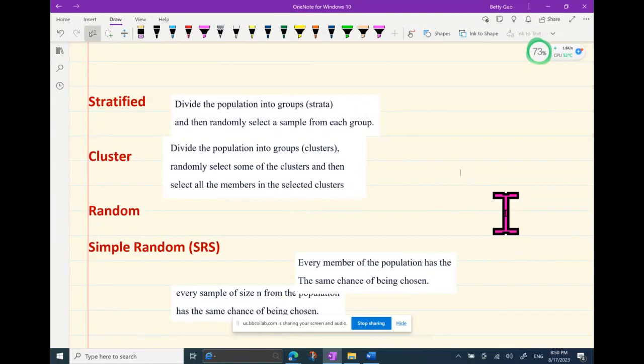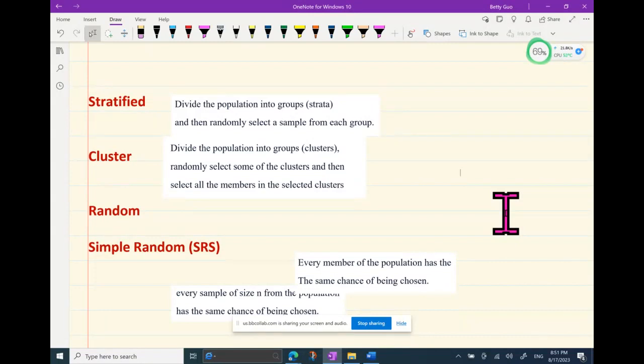The stratified sampling method is to divide the population into groups, and from every single group, you draw some members. You draw a sample. So that is stratified. And cluster, those two are very similar. Cluster also involves dividing the population into groups, and we call those clusters. Instead of randomly selecting a sample from each group, the cluster sampling method is to randomly select some of the clusters, and then from the chosen clusters, we take all the members.